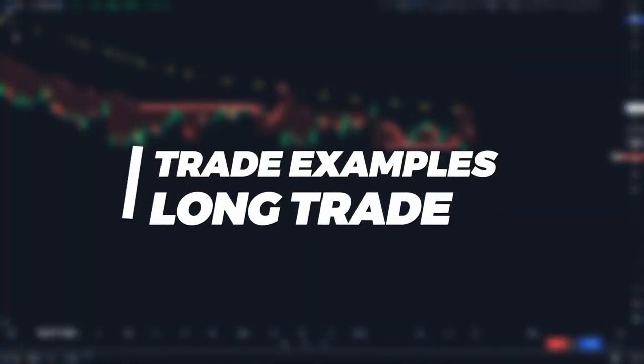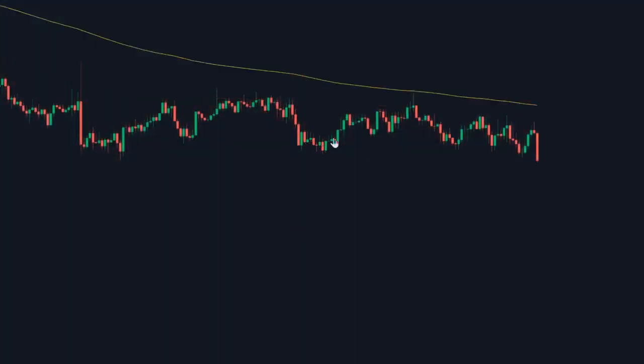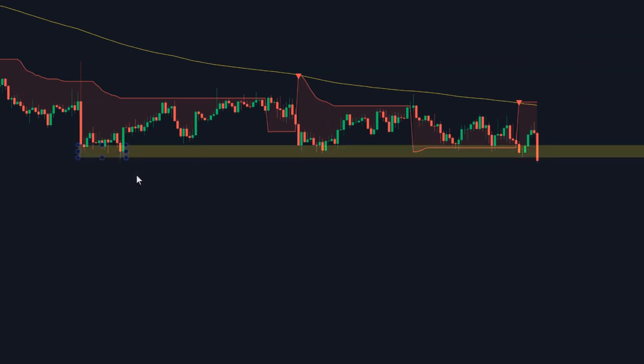For short trades, these are the conditions. First, the price should be trading below this 200 period EMA to indicate a long-term bearish trend. Second, the volume Supertrend AI should be colored red to indicate that the market is in a short-term bearish trend. Third, a red downward arrow should be printed by the volume Supertrend AI to indicate a bearish trend continuation. Lastly, as an additional confirmation, we want to make sure that there is a support level present, and that support level should not be too far from the candle where the red arrow was printed.